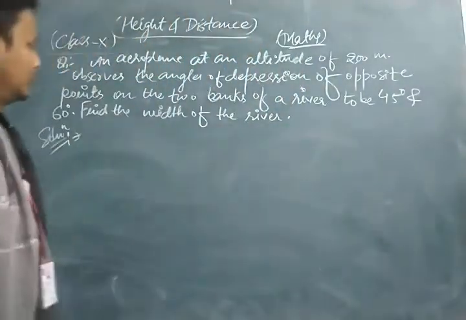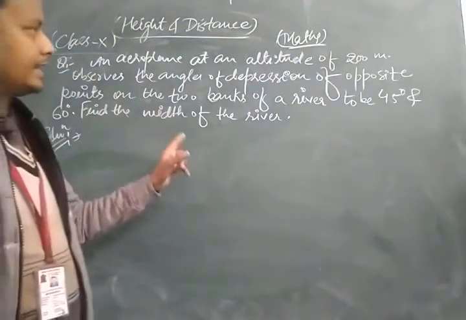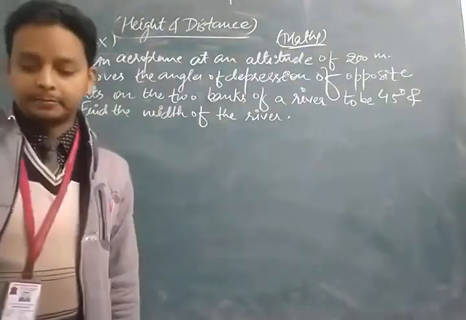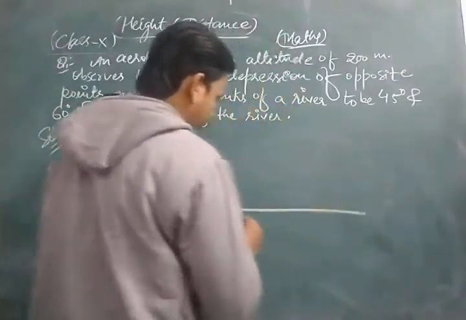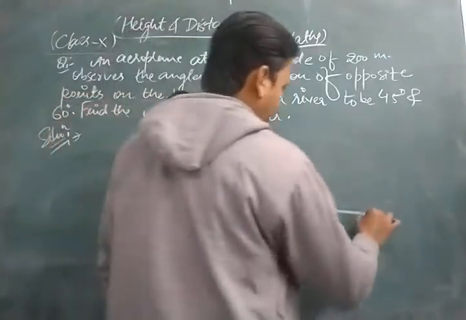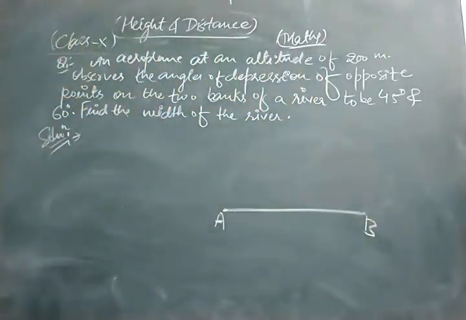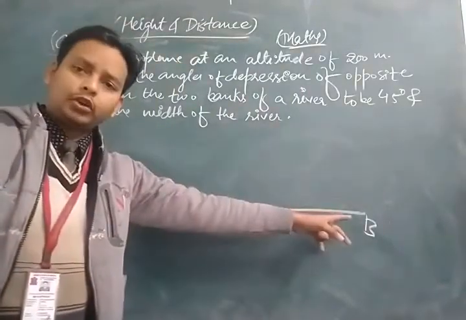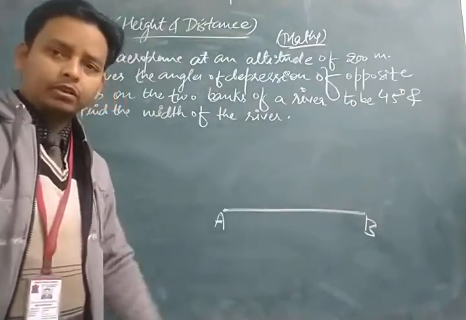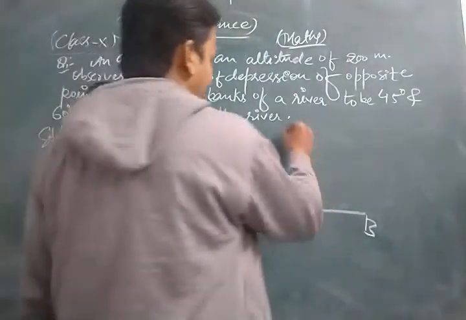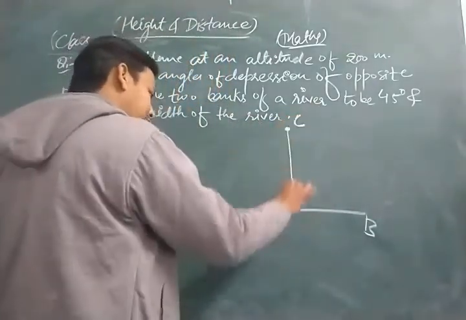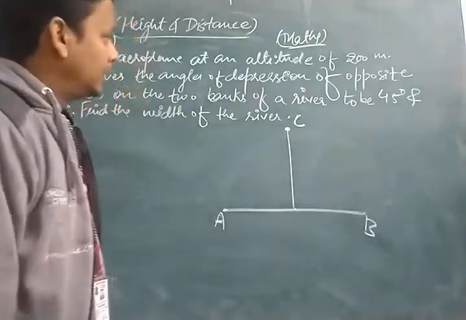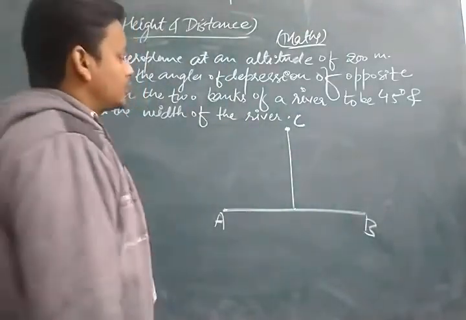First of all, here an aeroplane is at an altitude of 200 meters. Suppose this is the width of the river, AB. A and B are two opposite points on the two banks of the river. And suppose that an aeroplane is there at position C, and its altitude from the surface of the river is 200 meters.